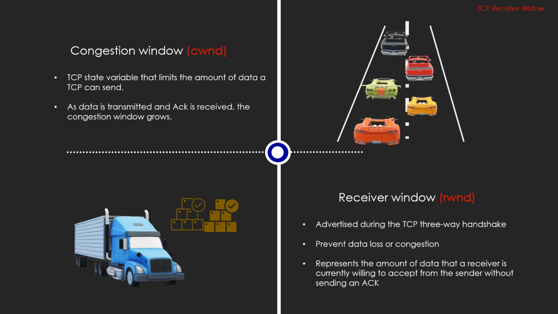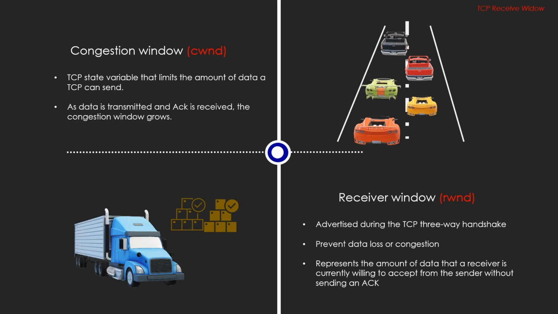The receiver window, RWND, is advertised during the three-way handshake. The goal of the receive window is to ensure that the sender does not transmit data faster than the receiver can process it, so it will prevent data loss or congestion. By managing the receive window size, the receiver controls the flow of data and maintains efficient and reliable transmission.